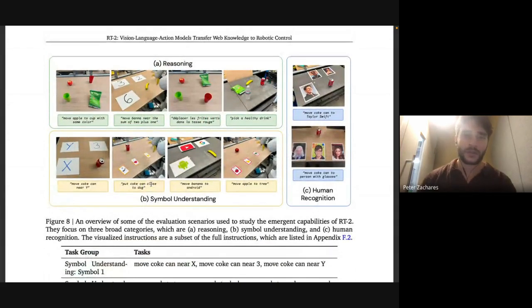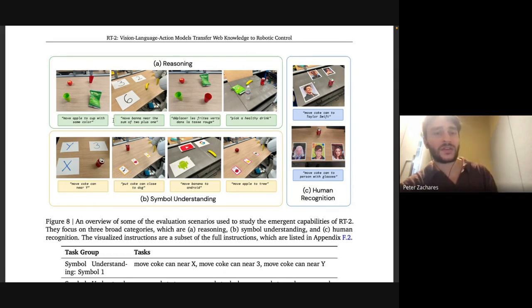Okay. So here are examples of the different tasks that they consider emergent behavior, because they require semantic understanding of the text instruction and then combining it with the image that you see. It says, move the apple to the cup with the same color. So the robot has to understand that the apple is red, the cup is red, and that it has to move it there.